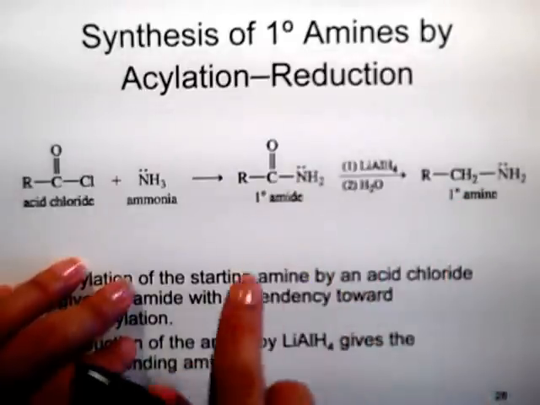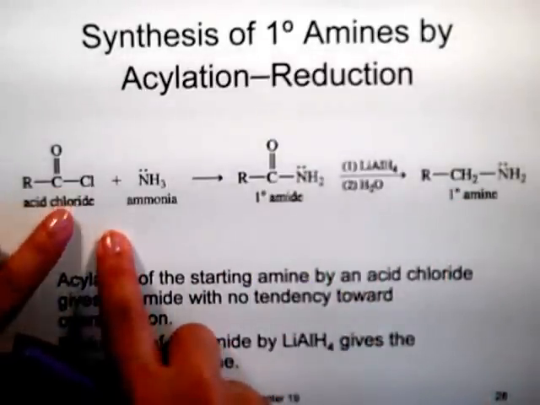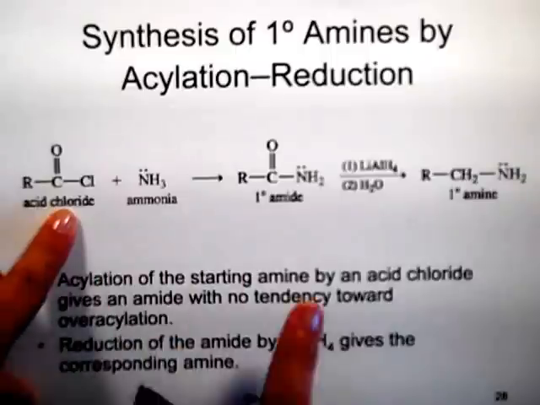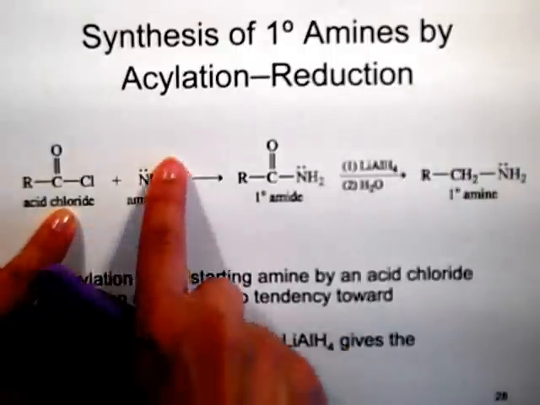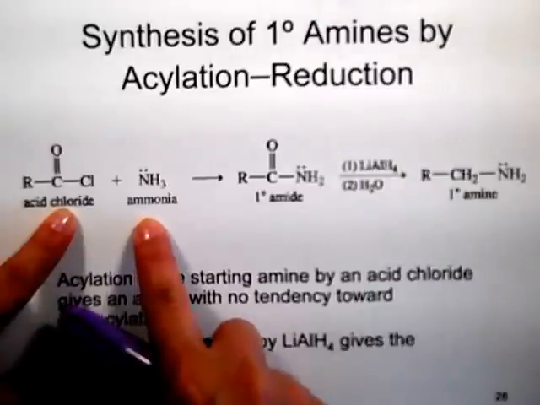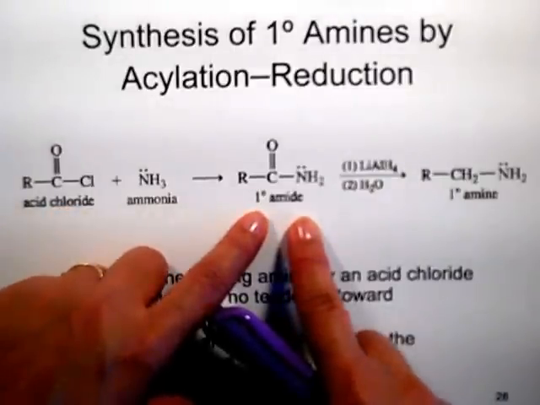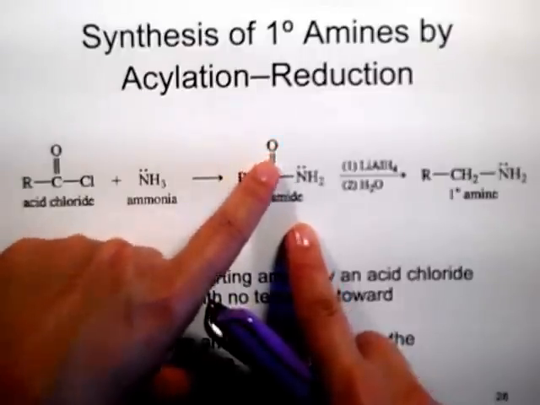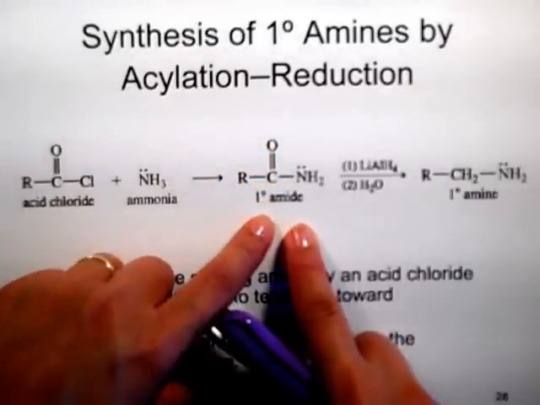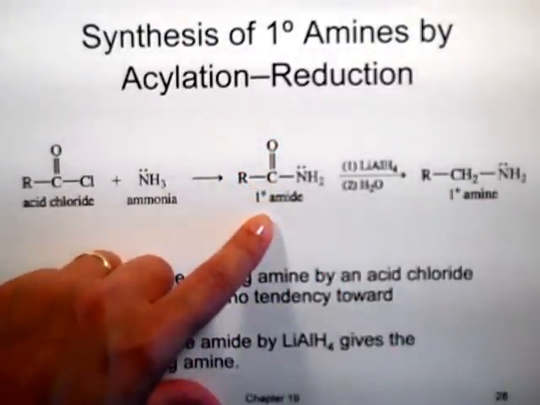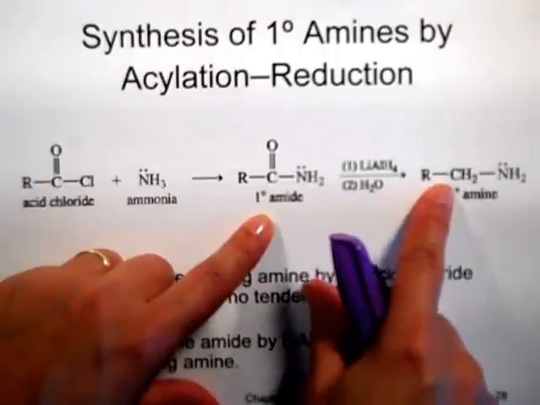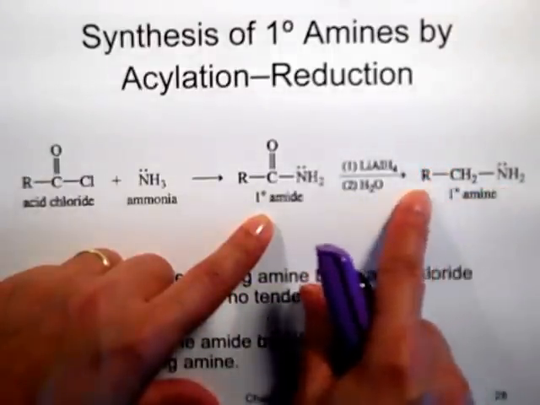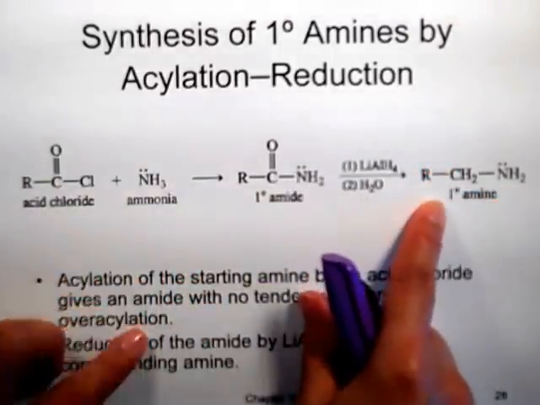Of course, we can make primaries, but listen what's happening. I have an acyl chloride, the most reactive carbonyl of organic chemistry, and if I use ammonia, I'm going to make a primary amide. If I reduce the carbonyl with lithium aluminum hydride, we have seen this reaction before, we get rid of the carbonyl and we have a primary amine as the product.